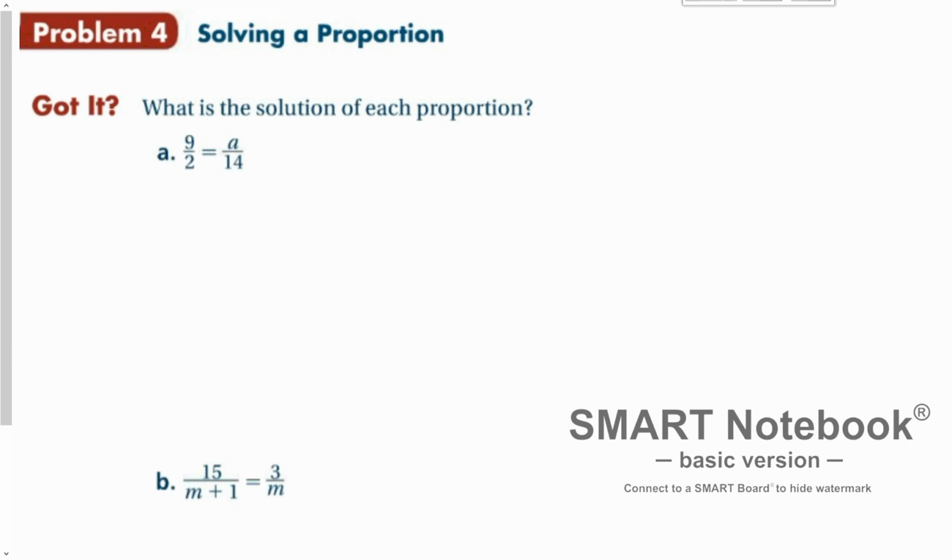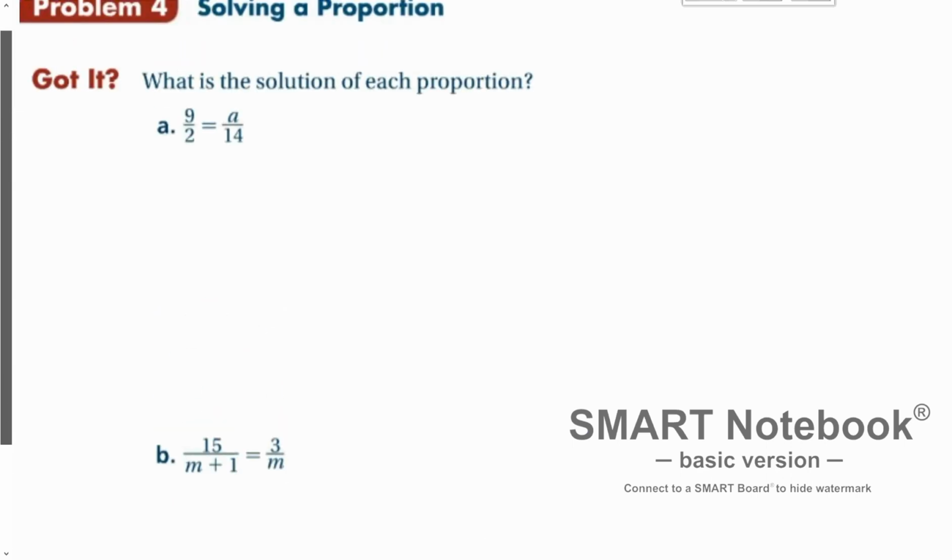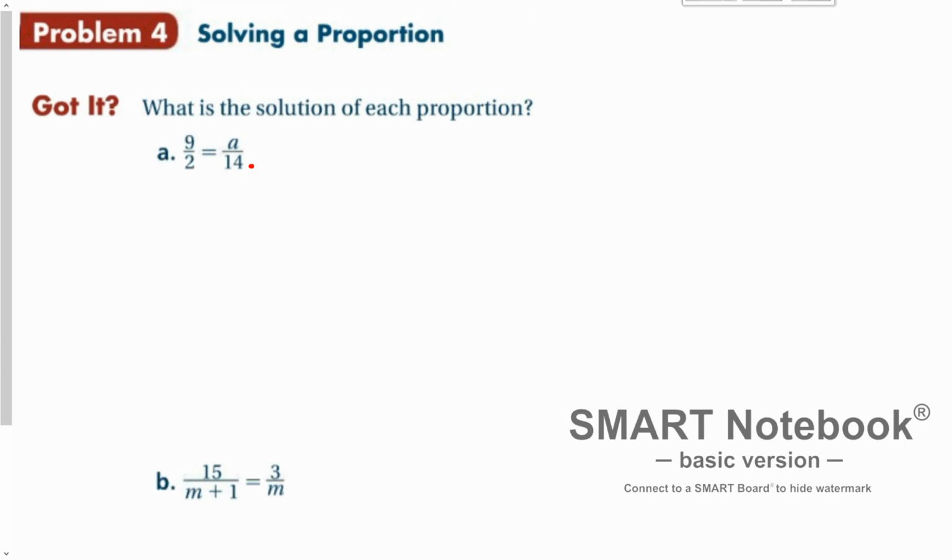Okay, you can go ahead and try these two. They're just like the one I did. So multiply your extremes and multiply your means. Set them equal to each other and solve for a. This one, same thing, but you're solving for m.